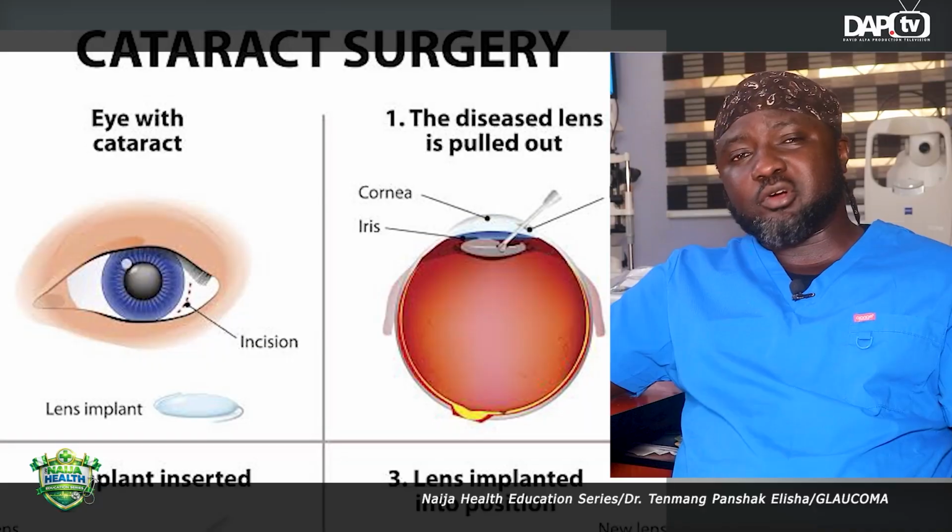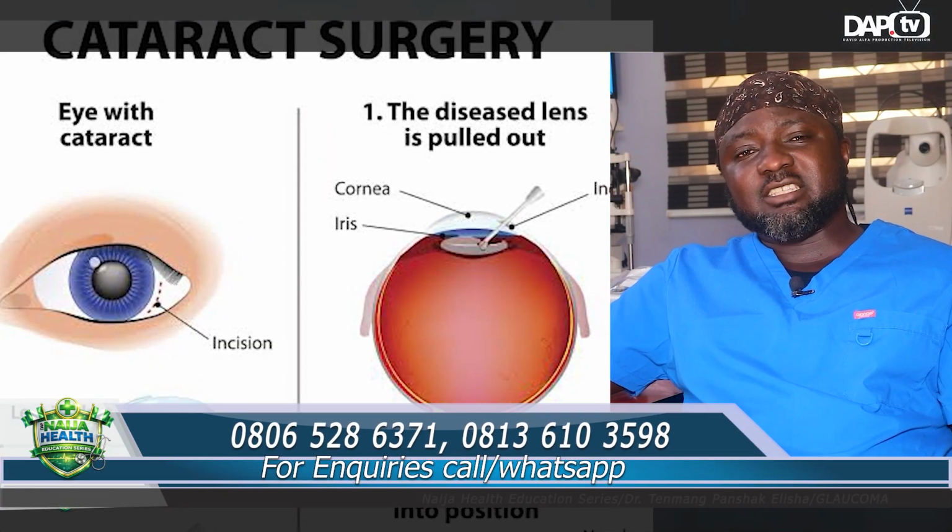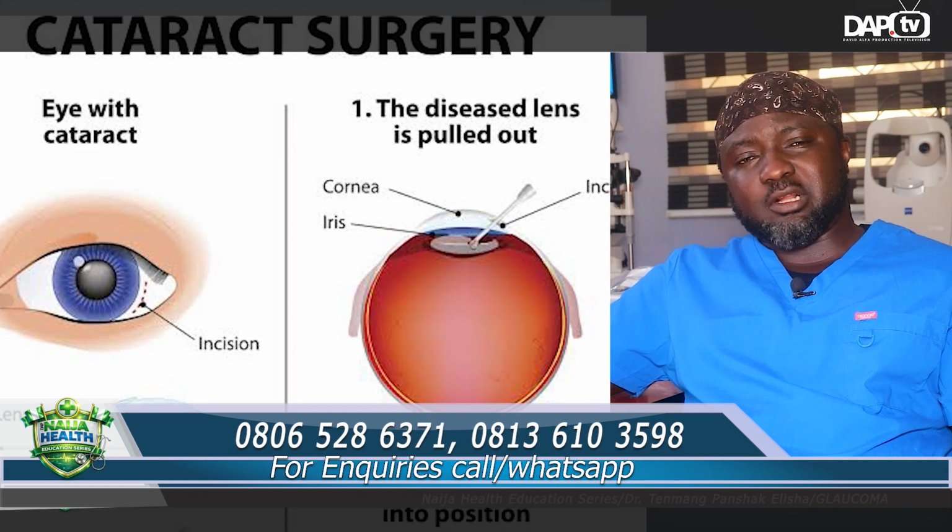When there is a history of trauma to the eye, someone had hit the eye of this child, or this child has had a previous cataract surgery before, or any other surgery that went into the eye, then this child can come down with glaucoma.